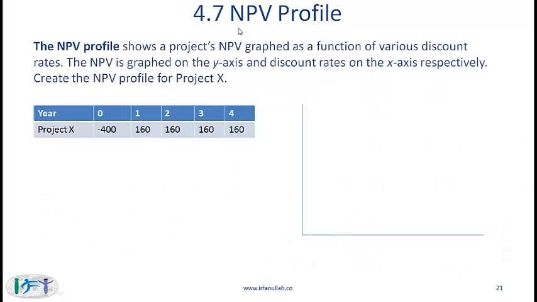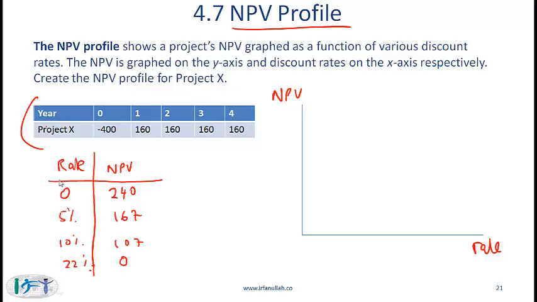Next, we come to the concept of the NPV profile, which is very important. The NPV profile shows a project's NPV graphed as a function of various discount rates. The NPV is graphed on the y-axis and the discount rate on the x-axis. What I want you to do now is create the NPV profile for this project. Here is what you should come up with.